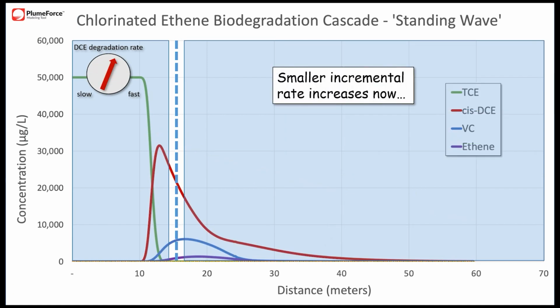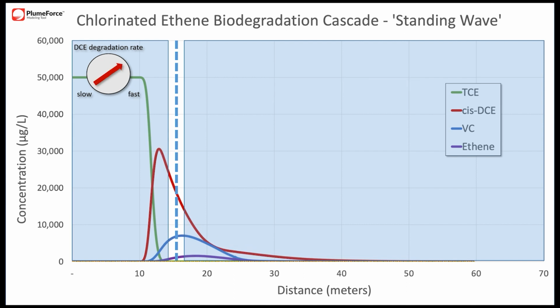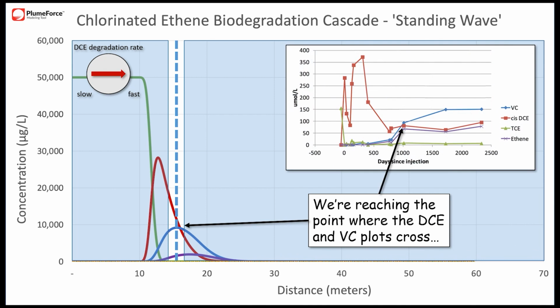Let's start increasing the rate a bit more, but in smaller increments so that we can see how things change. So bit by bit, we're increasing the DCE degradation rate. And as this happens, we can start to see how the ratio of DCE and vinyl chloride in the monitoring well change as the DCE rate increases. The DCE goes down and the vinyl chloride goes up. They're starting to reach a crossing point where they match, and there it would be on the other chart.